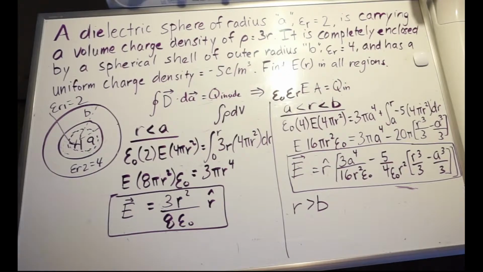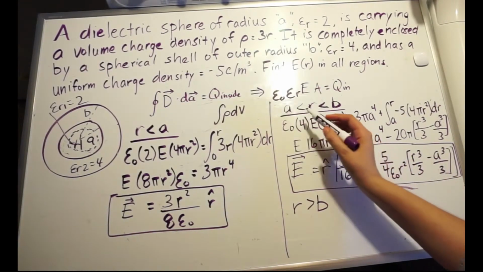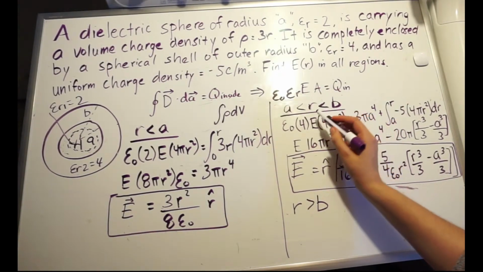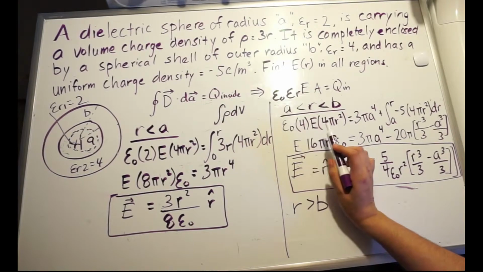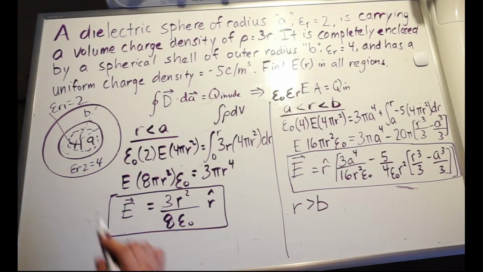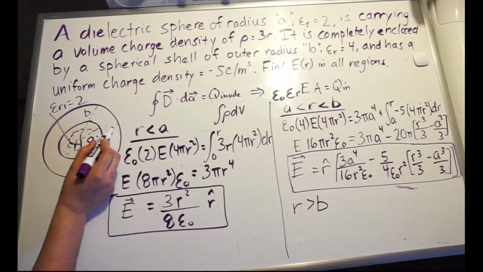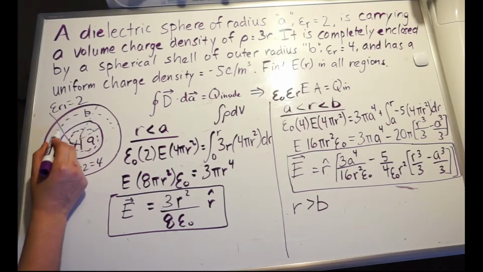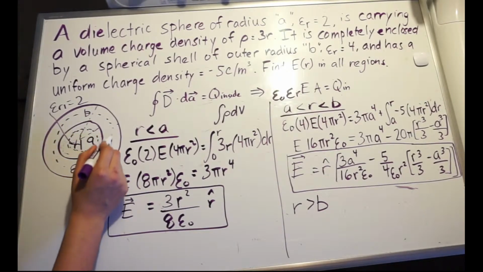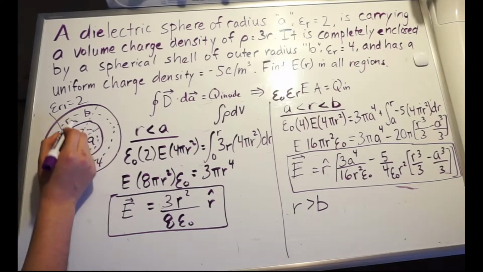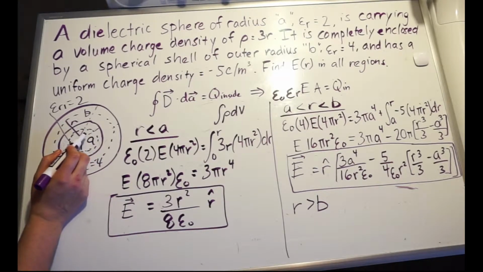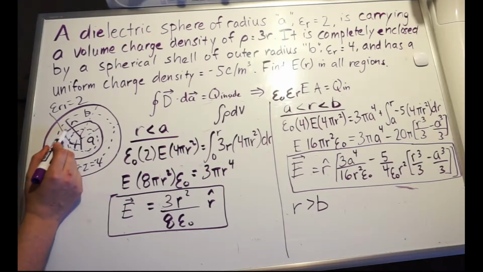Now the second part: we want to find the E field when r is between A and B, so it's greater than A but less than B. We're going to make a second Gauss surface. So this is our new r. The Gauss surface is greater than A but less than B.